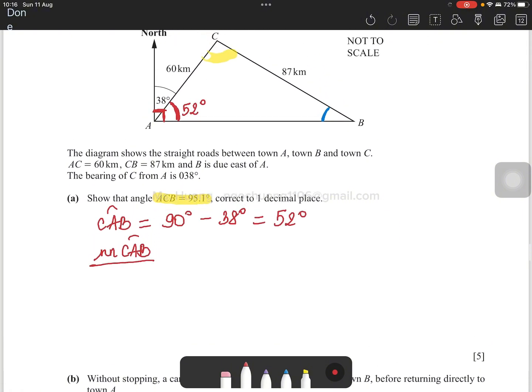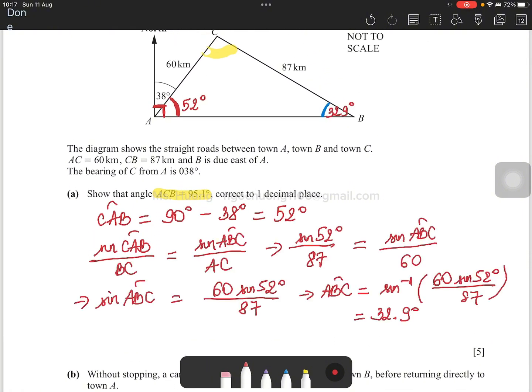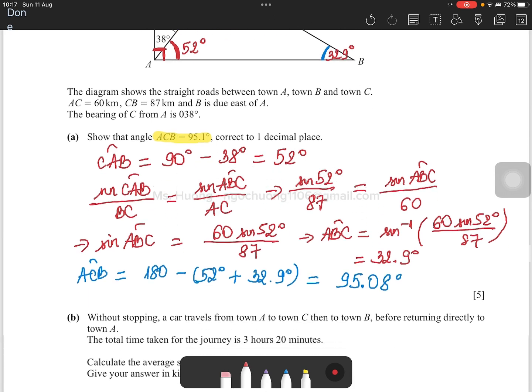Now we want to find the angle ACB. So the angle ACB is equal to, you know, the sum of the three angles in a triangle is 180. So we subtract the angle A, 52 degrees, and the angle B, 32.9 degrees from 180. So the answer is 95.08 degrees. And when we round it to 1 decimal place, it is 95.1 degrees.